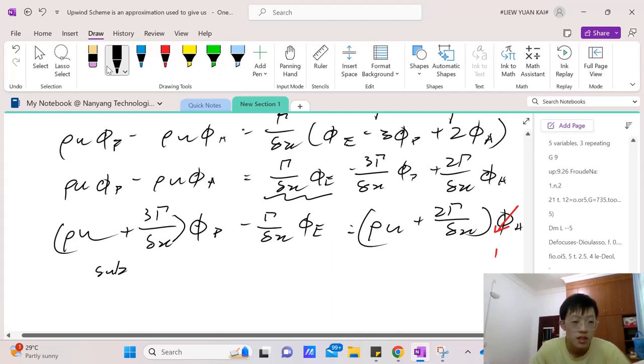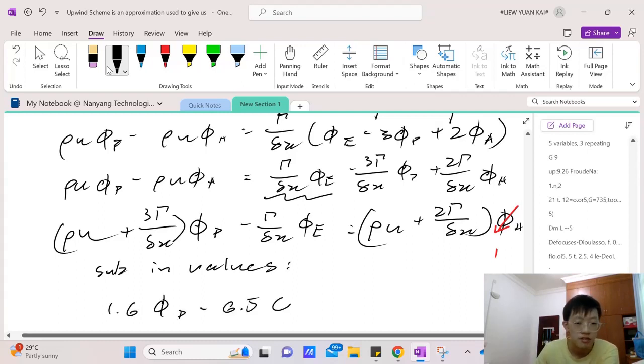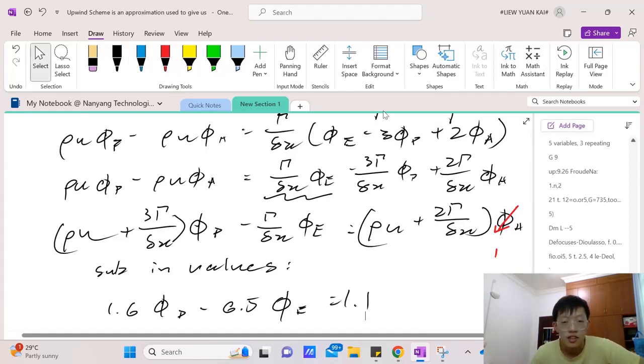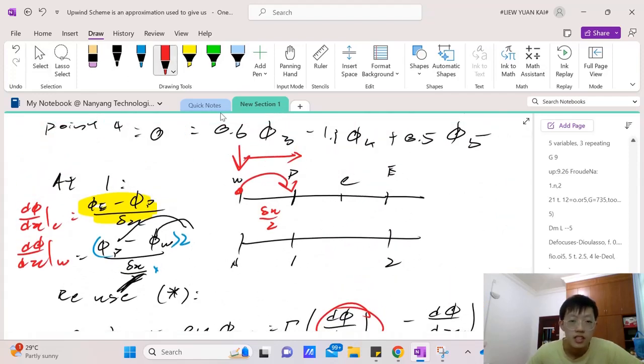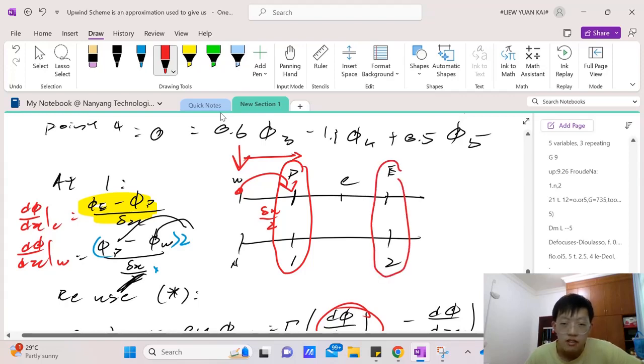So substitute in the values, and you should get 1.6 phi p minus 0.5 phi e equals 1.1. And then you can further simplify this problem. So who is phi p? At p we have 1, and who is phi e? At e we have 2.